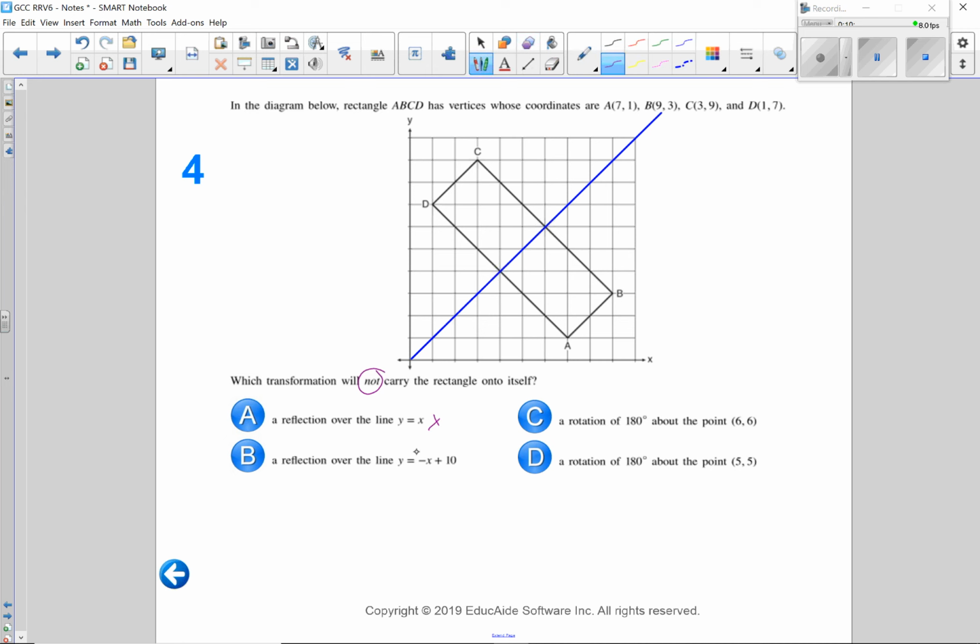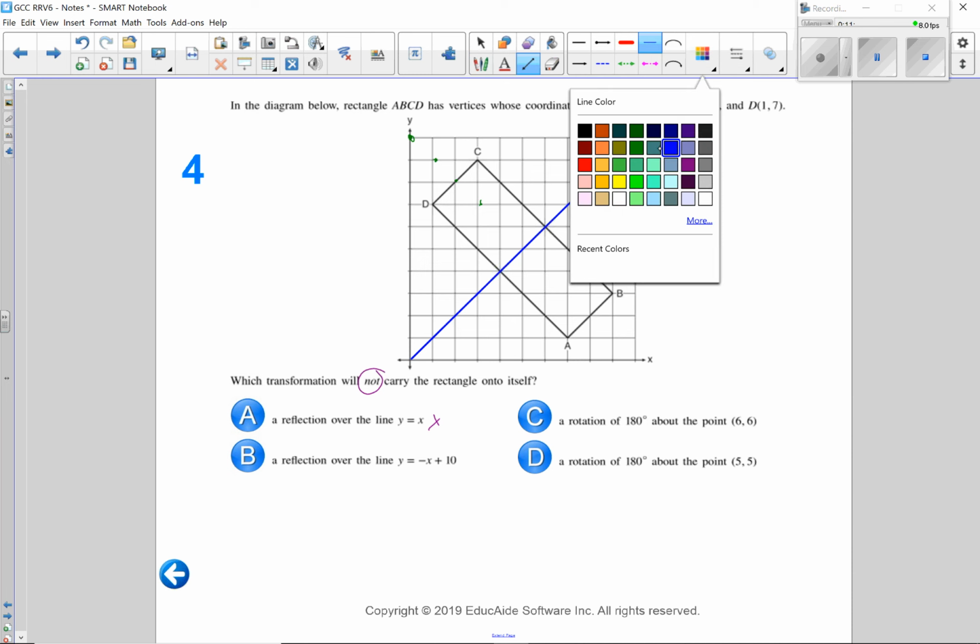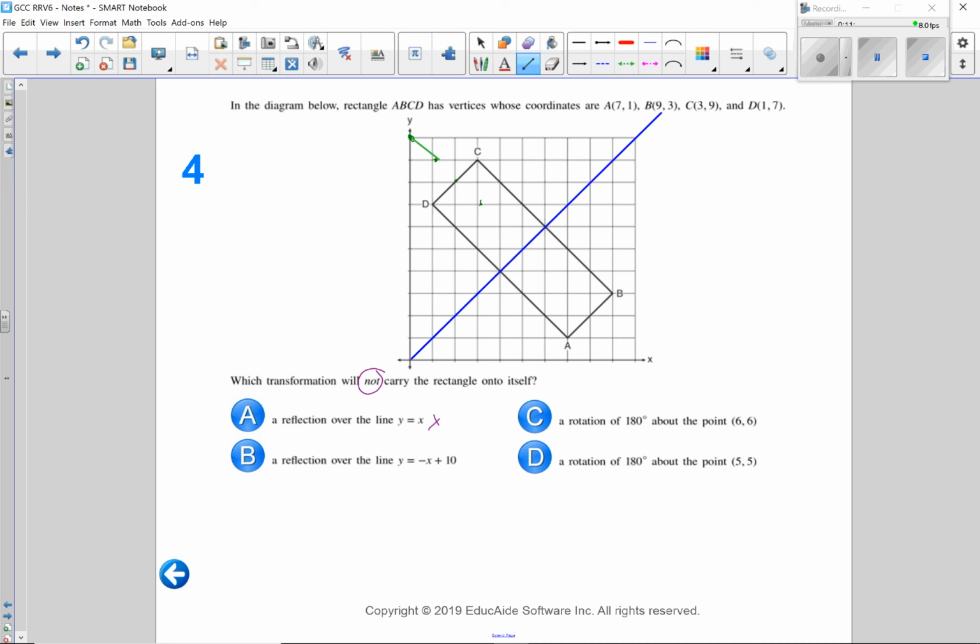Choice 2, reflect over the line y equals negative x plus 10. That's a little weird of a question, so we have to figure out where that is. That means a slope of negative 1 and a y-intercept of 10. So a y-intercept of 10: 1, 2, 3, 4, 5, 6, 7, 8, 9, 10. It crosses here, and it goes down 1, left 1, down 1, left 1, and so on and so forth. If I connect that line, that's going to be this line here.